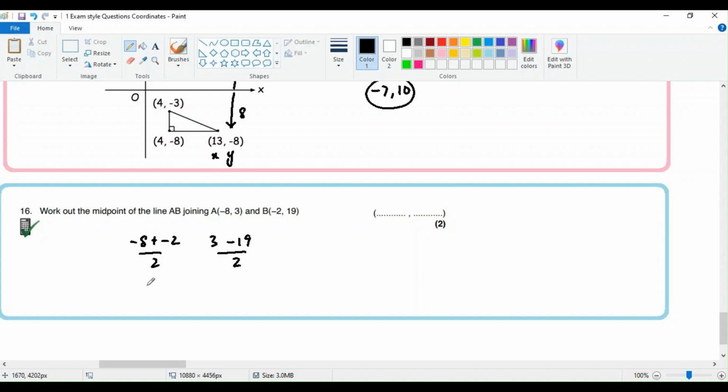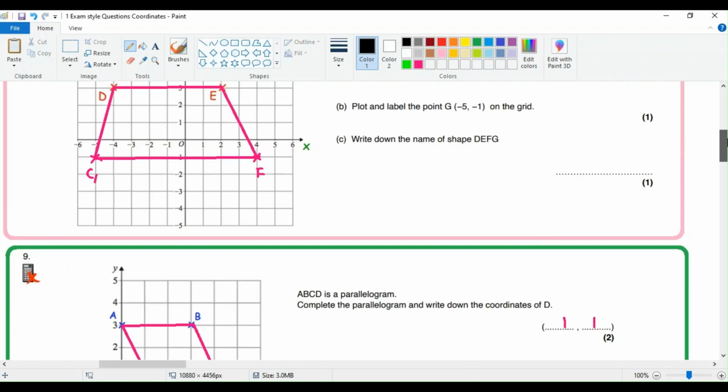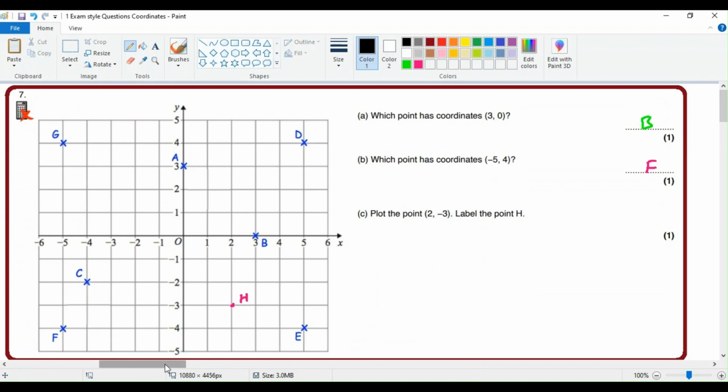In here we have this has to be -8 minus 2, and this is going to be -16 over 2. That means this is going to give us -10 over 2, and this is -8. So -5 and -8 is going to be the midpoint of this line. Moving on to the next question.